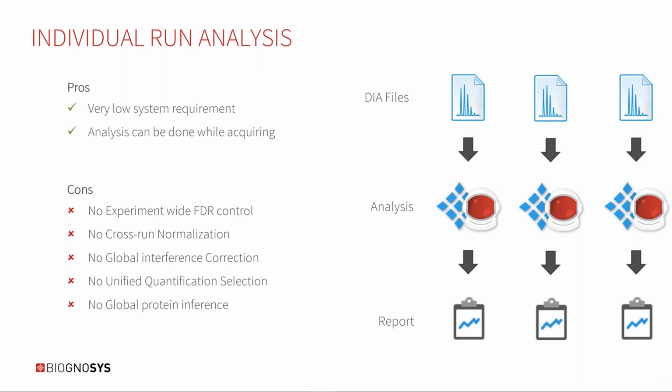Drawbacks, obviously: you're missing out on all of the fancy post-processing steps that Spectronaut does. So you don't have experiment-wide FDR control, no cross-run normalization, no global interference correction, or unified quantification selection, or protein inference done. So all of these steps would have to be done by the user in post.